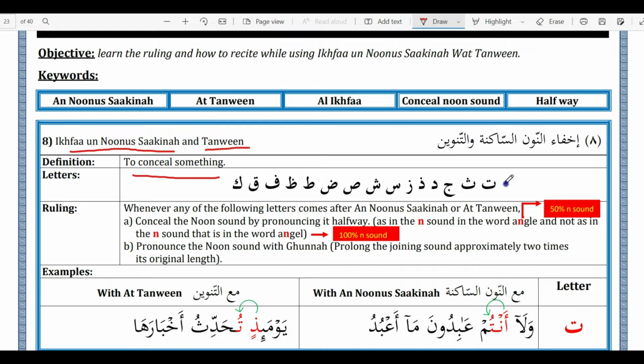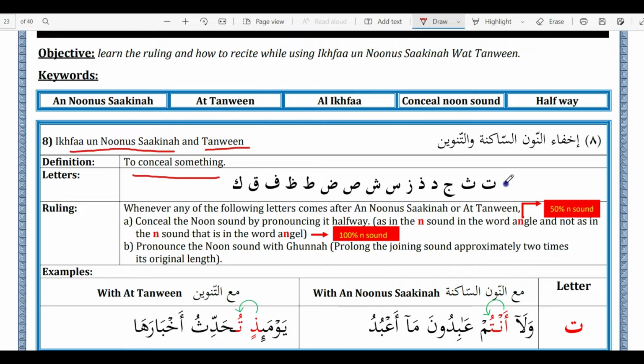All the rules that we have done in Ahkam Noonus Saakinah and Tanween, the letters that we chose, they were all from the Arabic alphabet. So the first rule was Izhar Noonus Saakinah wa Tanween, and it has 6. The next one was Idgham Noonus Saakinah wa Tanween with Gunna, and it has 4. The next one was Idgham Noonus Saakinah and Tanween without Gunna, and it has 2. And the other one was Iqlab Noonus Saakinah and Tanween, and it has 1.